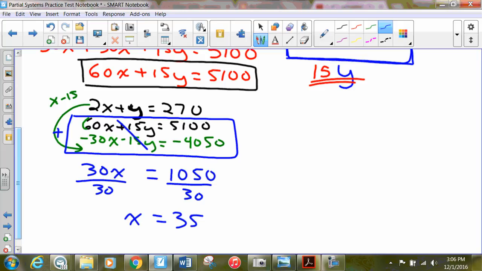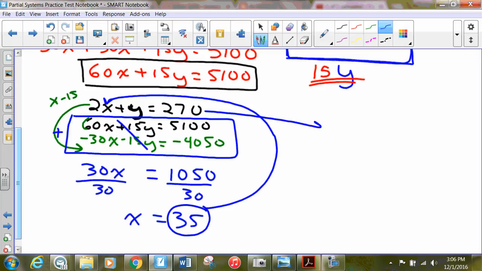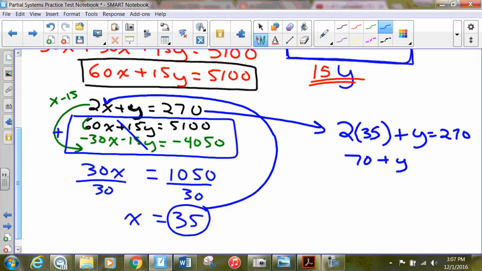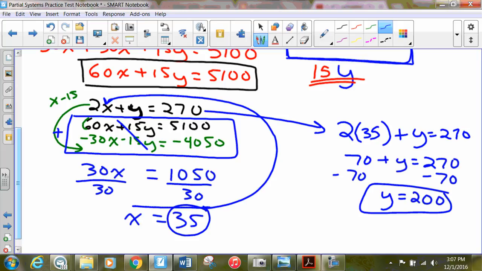And then to find the length, we're going to take this and plug it into any of the equations that we see. But I'm going to pick the easy equation. I'm going to pick this one, the 2x plus y, our perimeter equation. I'm going to plug 35 in when I see x, and I'm going to solve for y. So I get that 2 times 35 is 70, and I'm going to subtract 70 from both sides, and I will get that y equals 200. So there we go. We've got our two answers. The widths are equal to 35, and the length is 200.